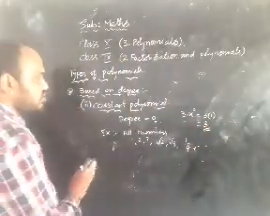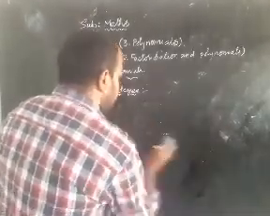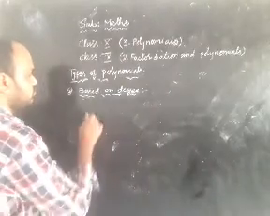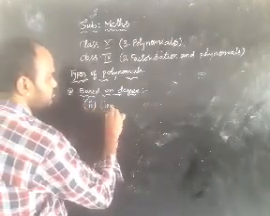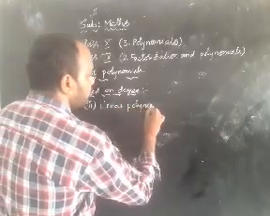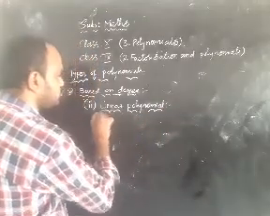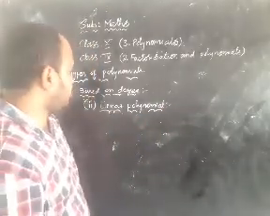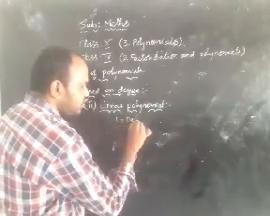Next, the third type is linear polynomial. Linear polynomial. So here the highest degree will be 1.